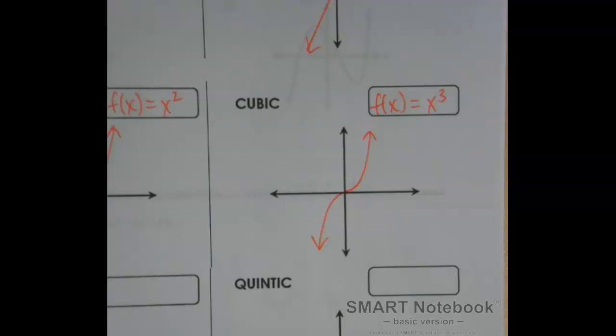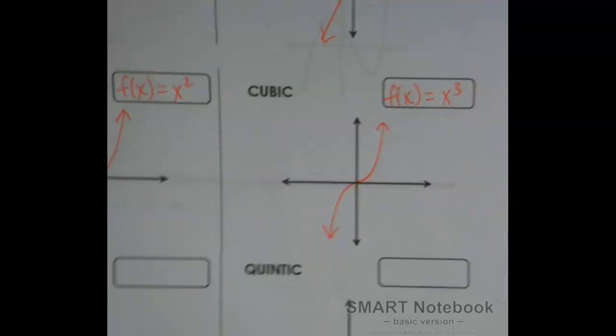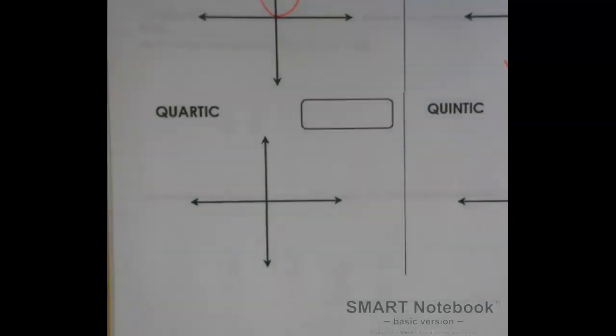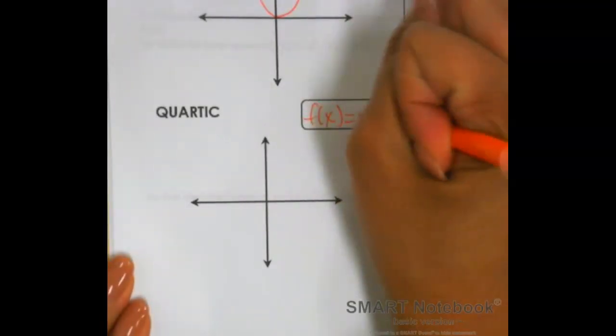Quartic and quintic, technically we could go all the way up to like an exponent of 100. We're not doing that in high school algebra 2. There's no way. So for quartic and quintic, I just want you to get an idea of what the graph looks like before we actually go through it. So a quartic function, what do you think quart means? What kind of exponent? 4. So it's going to be x raised to the 4th power.